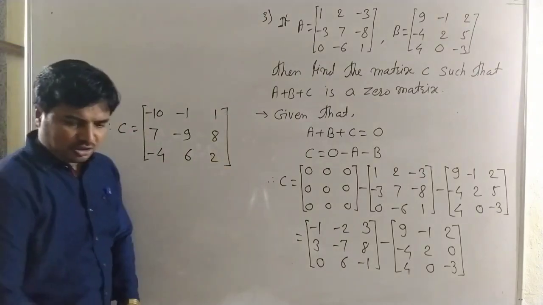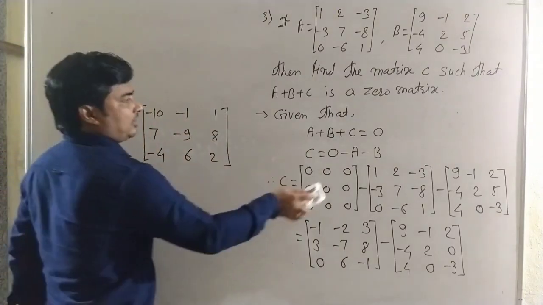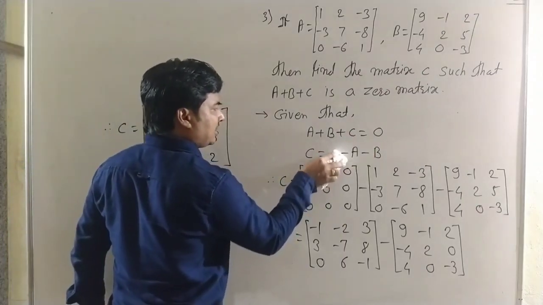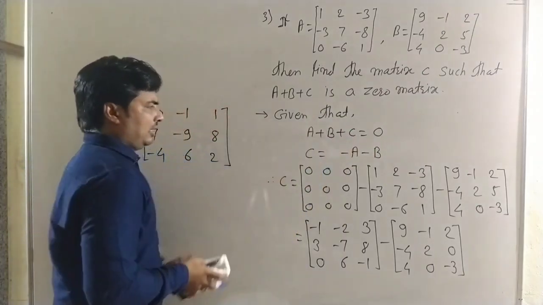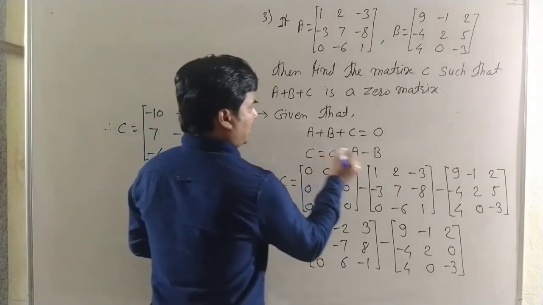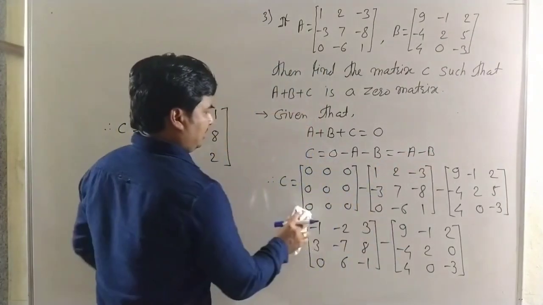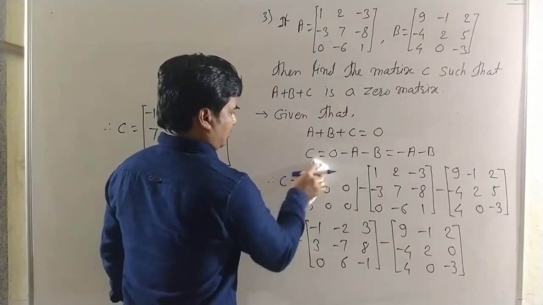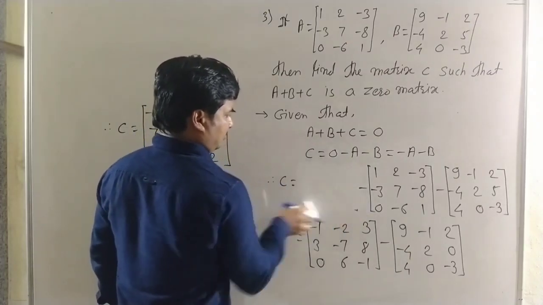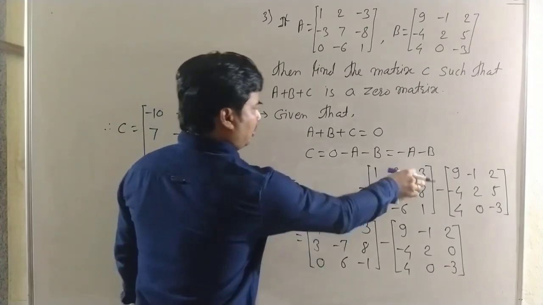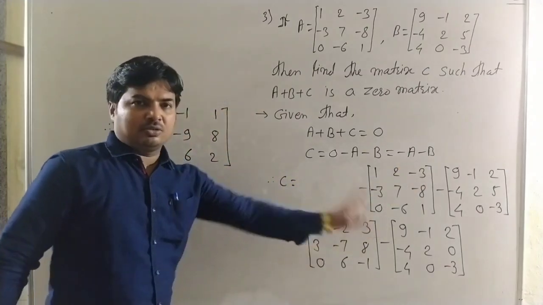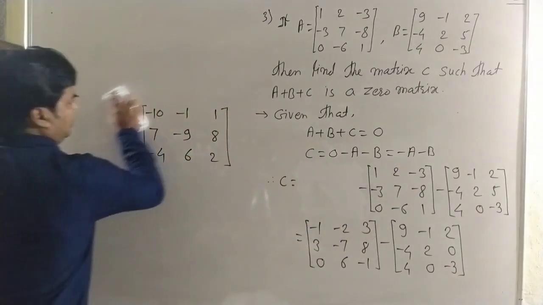Here it is not necessary to write it in such a way with the 0 minus. We can directly write minus A minus B, and then multiply by minus this and this. Okay, now we see the next example.